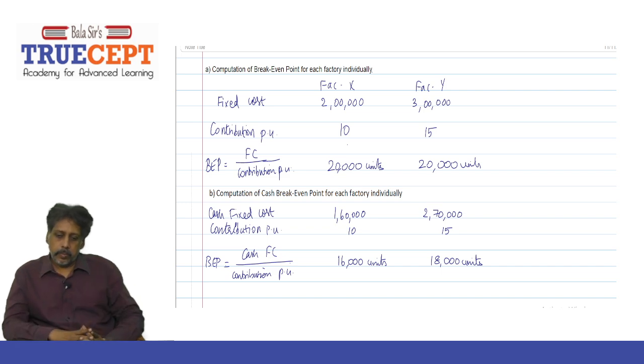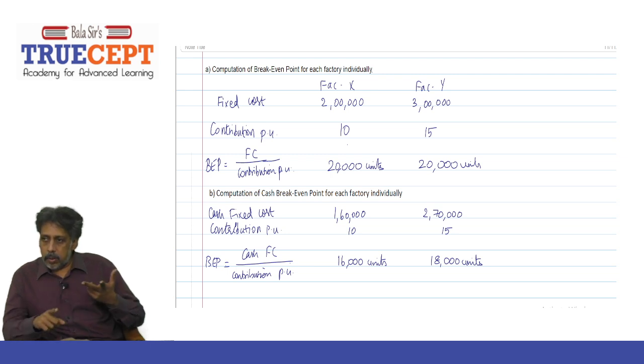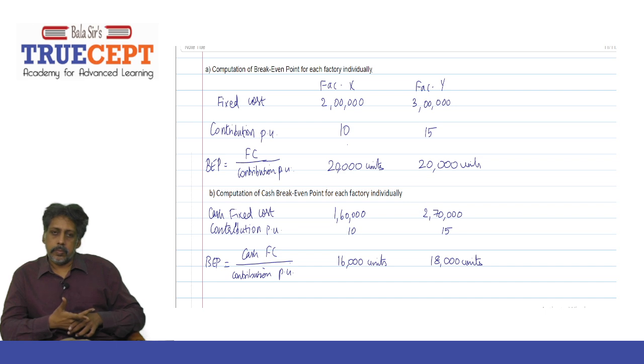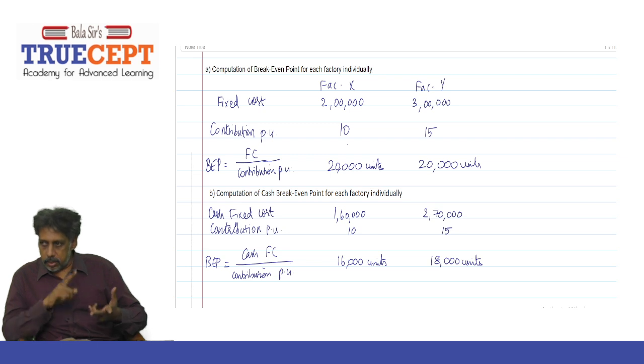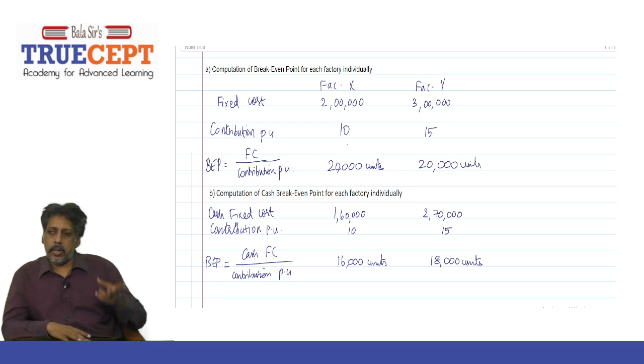Next, B question. Computation of cash break-even point for each factory individually. So we are finding cash fixed cost first, which is 1,60,000 in case of X, which is 2 lakh minus 40,000, what I discussed earlier. It's a non-cash expenditure, remove that. So 1,60,000 for X and for Y 2,70,000. Then contribution per unit is 10 rupees and 15 rupees. So cash BEP is cash fixed cost divided by contribution. So 1,60,000 upon rupees 10, 16,000 units. And then for Y, it is 2,70,000 by 15, 18,000 units. Done. So with that we are done with 2 subdivisions.